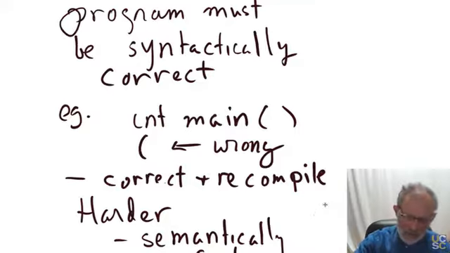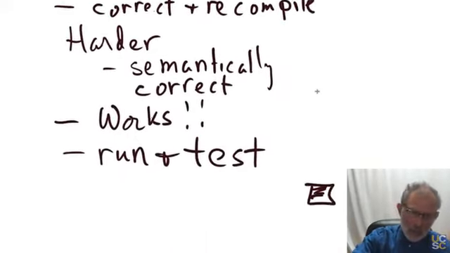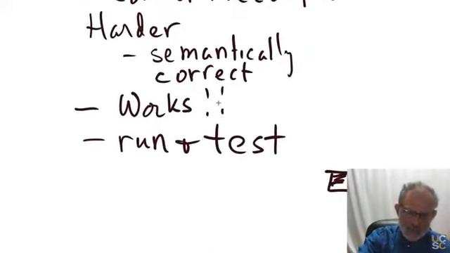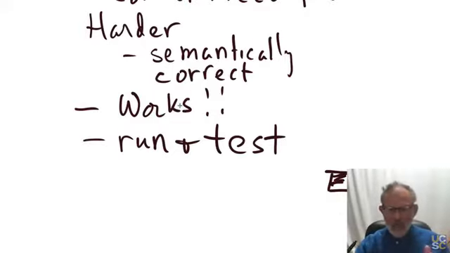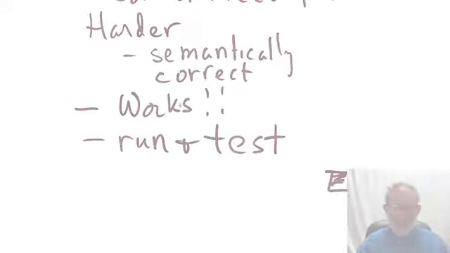Then harder than that is to get the program to work right, to be semantically correct. It works. And here is where we possibly repeatedly run, modify, and retest the program until we get it right. Okay, the next segment will go on to the actual code for the program, in which we'll see these tokens parsed by the compiler, compiled, and then executed.